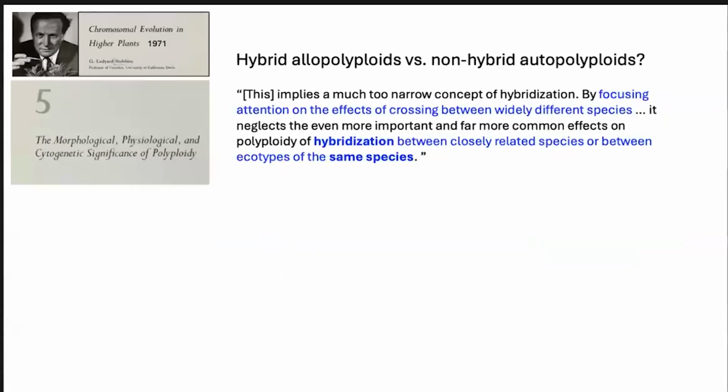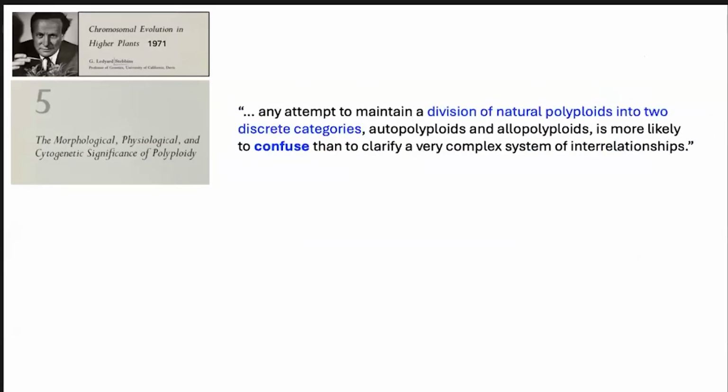All right, Stebbins talked about this. Hybrid allopolyploids versus non-hybrid, is that a good definition? This implies a much too narrow concept of hybridization. By focusing attention on the effects of crossing between widely different species, it neglects the even more important and far more common effects on polyploidy of hybridization between closely related species, or even between ecotypes of the same species, or, I would say, even of individuals within the same population, where you can have changes as well.